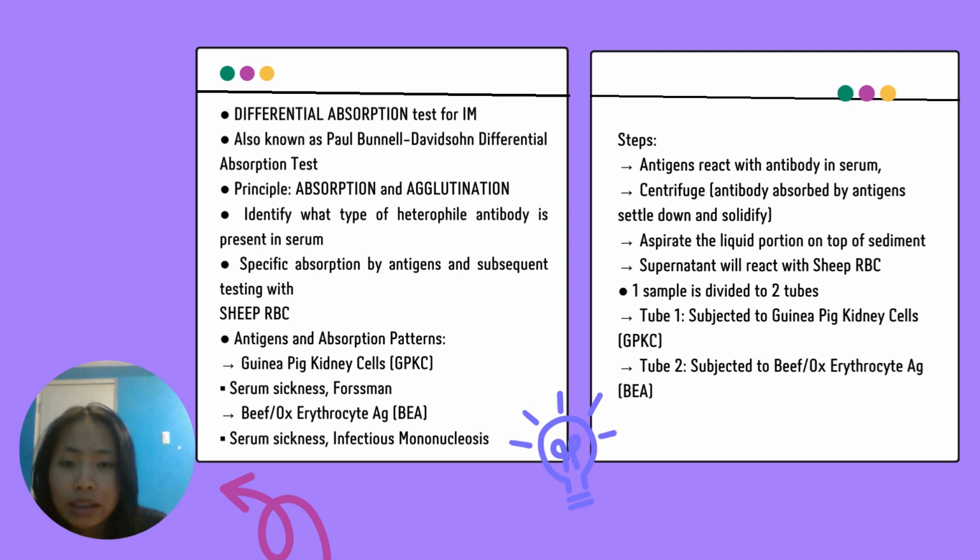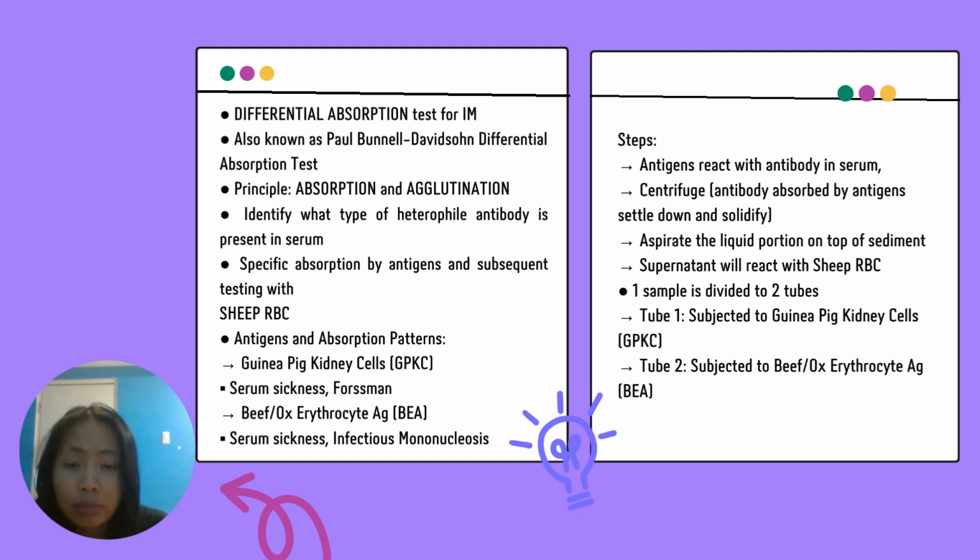So, when is the differential absorption test used? It is typically used when a patient has a positive heterophile antibody test result, such as the Paul-Bunnell test, but infectious mononucleosis is not suspected. The differential absorption test can help to determine whether the positive heterophile antibody test result is due to Forssman antibodies.